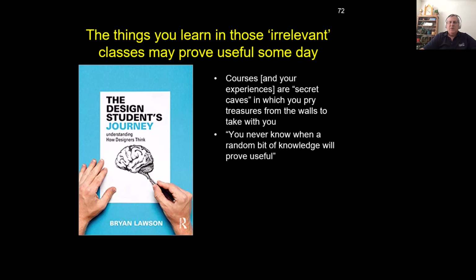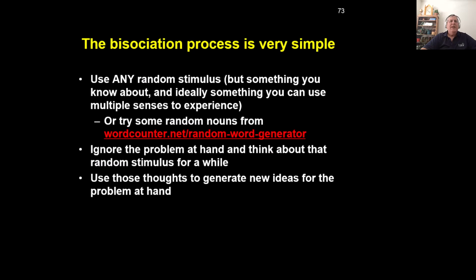So the bisociation process is actually super simple. Any random stimulus will work as long as you know something about it. It's not bad to have something you can use multiple senses. So put something on the table, pick it up, and feel it, bounce it, whatever. You can use really any random nouns. Nouns generally work the best. But temporarily forget about the problem at hand and just think, what do you know about the stimulus? So insects, wings, legs, body parts, exoskeleton, on and on and on, right? And then bring it back to apply it to your particular problem.